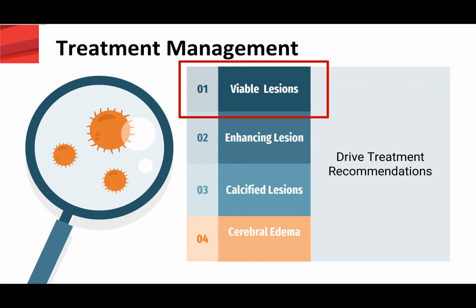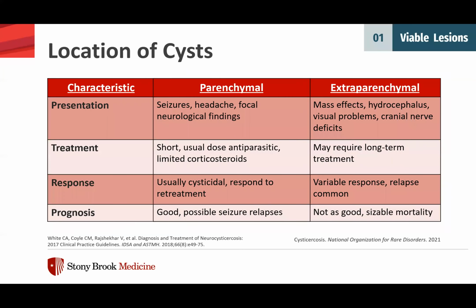So to start up the conversation, let's talk about viable lesions. Viable lesions can then be broken down even further to parenchymal versus extraparenchymal. So parenchymal, again, being that functional tissue in the brain. Parenchymal is really the most common, occurring in approximately 60% or more of patients with NCC, but these patients still might be asymptomatic. If there are symptoms, however, it's what we talked about before that I also have in this table for your reference. Treatment in parenchymal viable lesions is typically kind of short, and the response is usually pretty good.